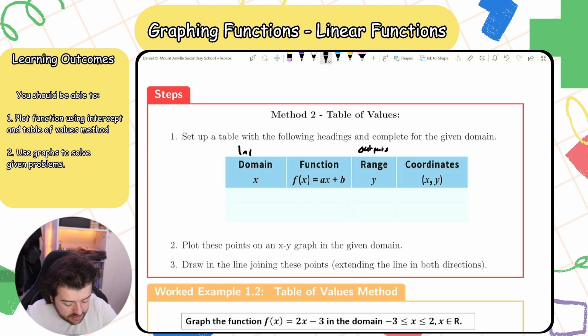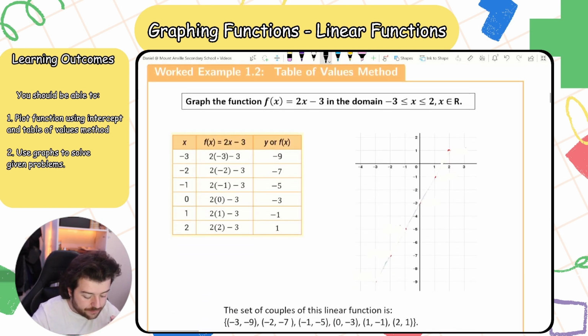So here are my inputs. So I list out my inputs, sub them into my function, list the following outputs, and then I write out the following coordinates or the couples. I plot all these coordinates on a graph, connect them up, bada boom, bada bing. So let's have a look here.